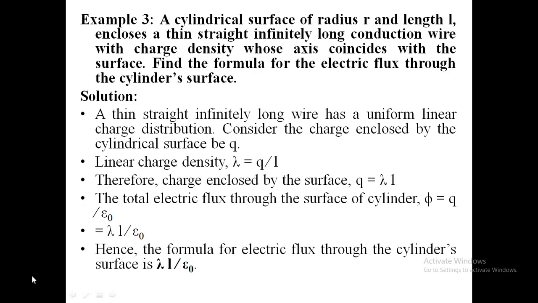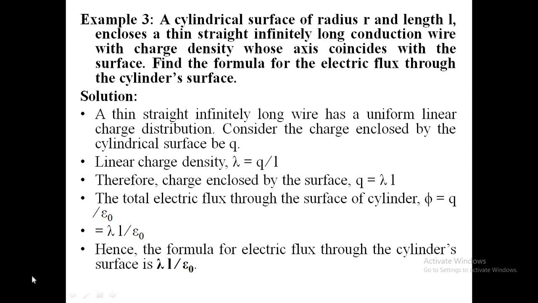Example 3. A cylindrical surface of radius r and length L encloses a thin, straight, infinitely long conducting wire with charge density whose axis coincides with the surface. Find the formula for the electric flux through the cylinder's surface. A thin, straight, infinitely long wire has a uniform linear charge distribution. Consider the charge enclosed by the cylindrical surface to be Q, and the linear charge density lambda is given by Q by L. Therefore, charge enclosed by the surface can be written as Q is equal to L times lambda.